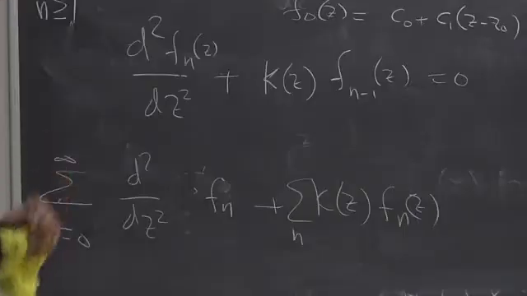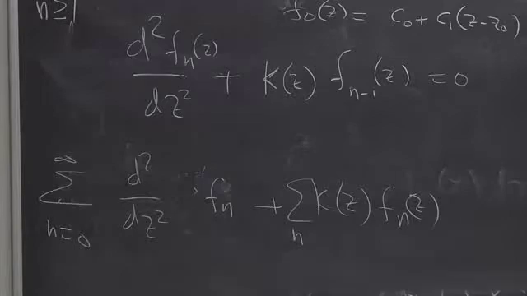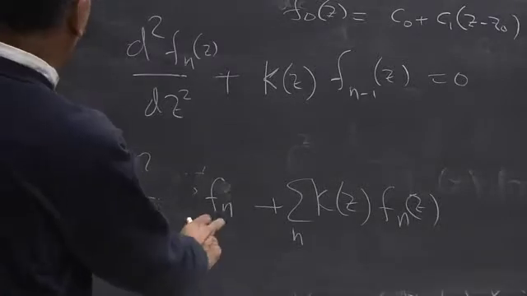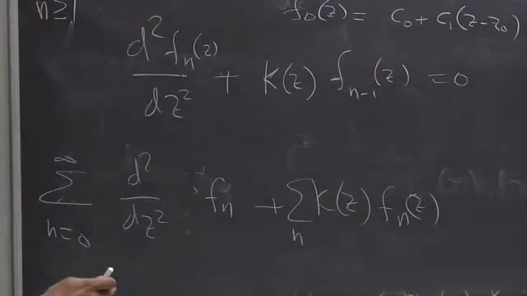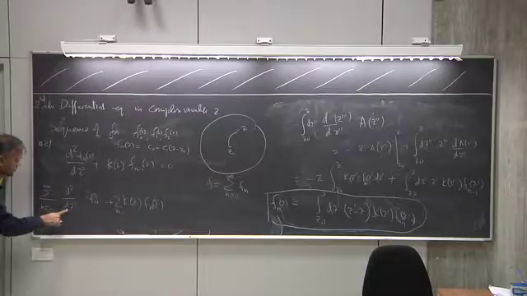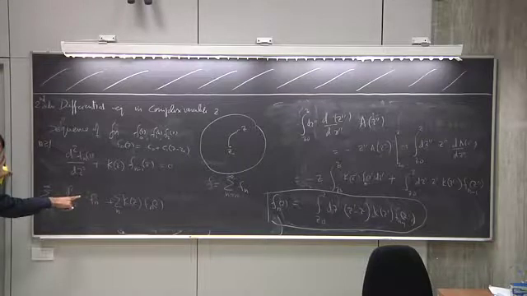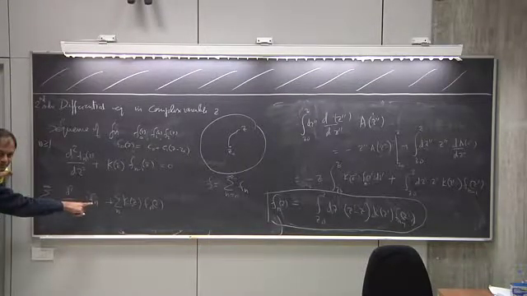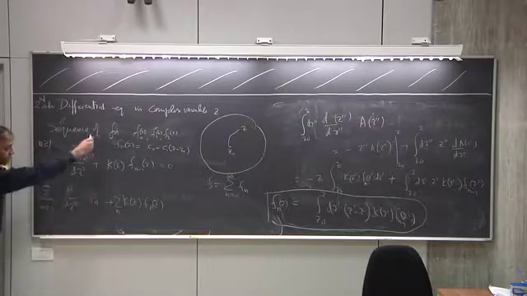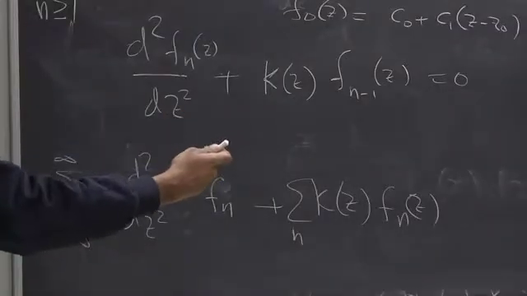Right? So what is this quantity? Let's see. If I assume that f0(z) is a linear function of z, then on f0 these two derivatives are annihilated. d²/dz² on f0 will be equal to 0. But from f1 onwards, it will not be 0.